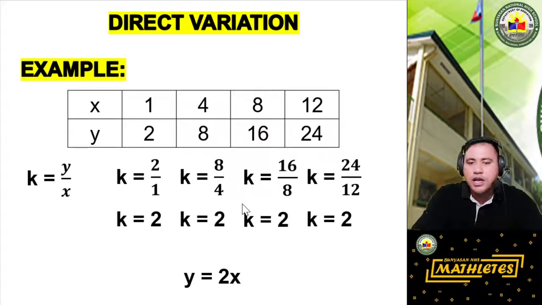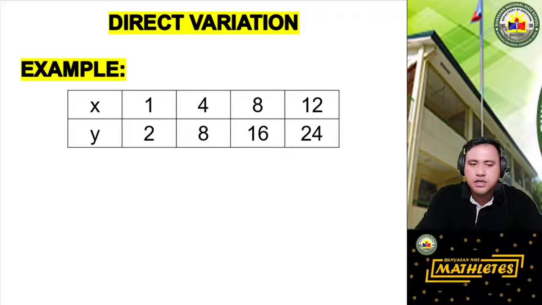Now, another is, we have an example. If the given example is a table of values, this is the table of values. Now, in the table of values, we have x and y.